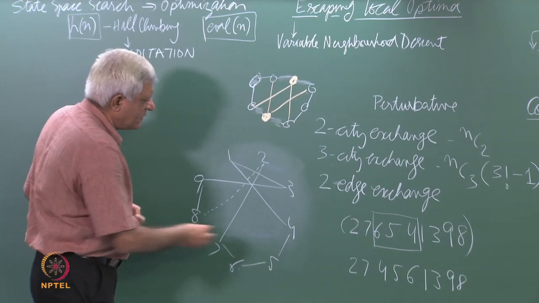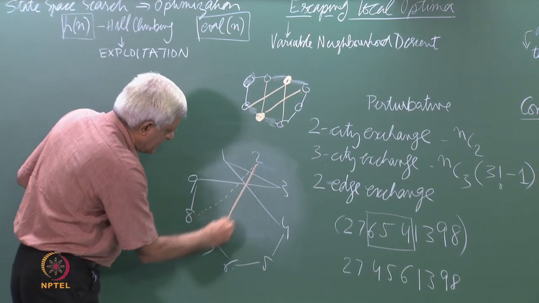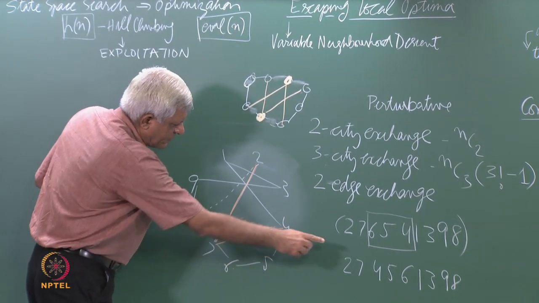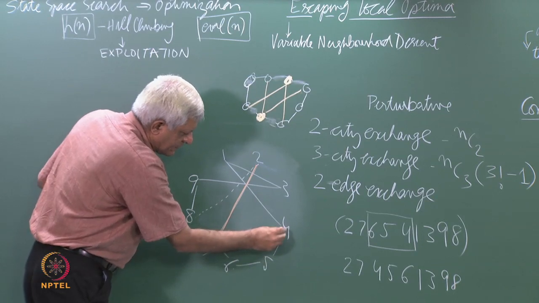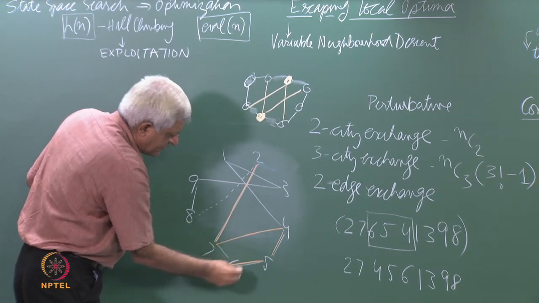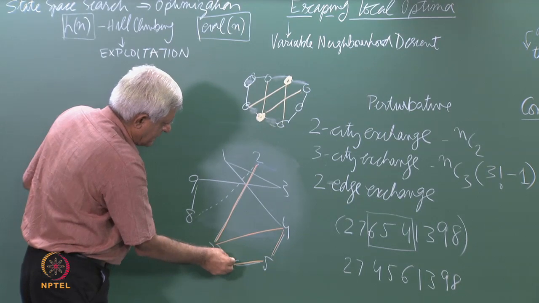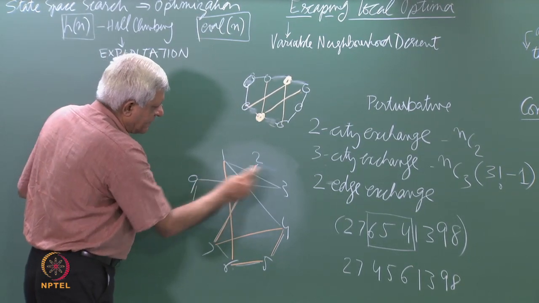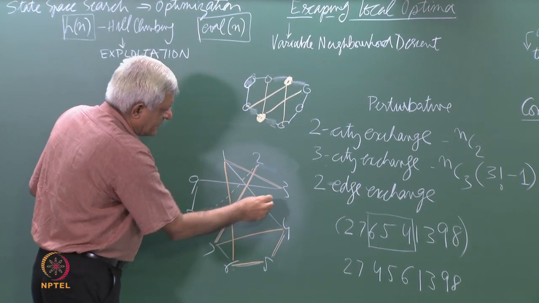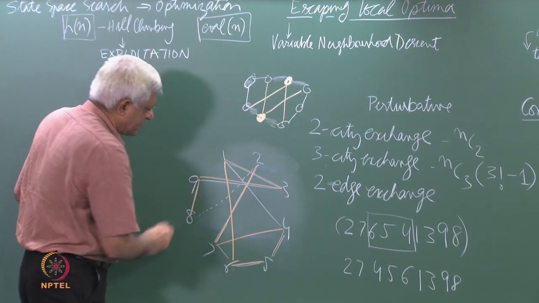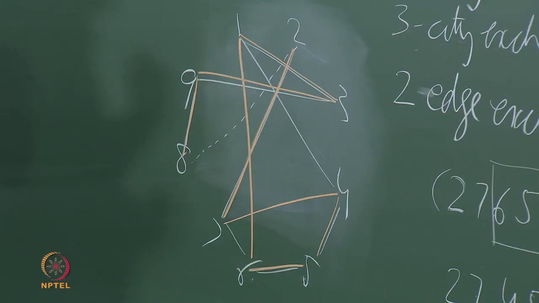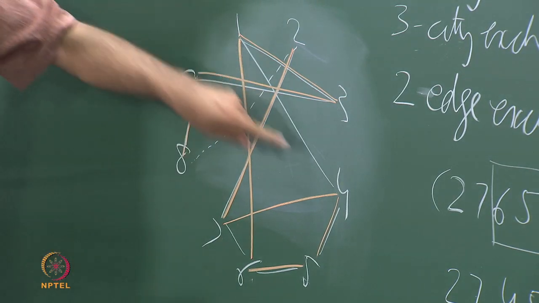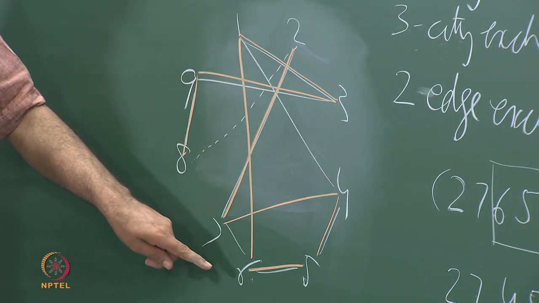So, let us just follow the tour. From 2 I am going to 7 again, from 7 I am going to 4, 4 I am going to 5, which is part of the same tour, remember, notice. From 5 I am going to 6, from 6 I am going to 1, from 1 I am going to 3, which is also part of the old tour. Then from 3 I am going to 9, 9 I am going to 8. So, everything, all the edges except for this 1 to 4 edge and 7 to 6 edge has been replaced.